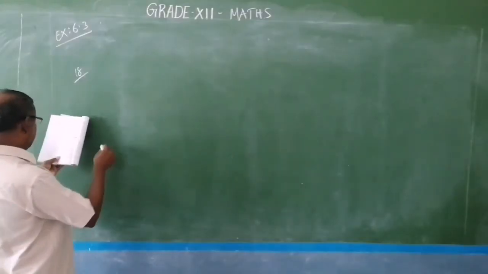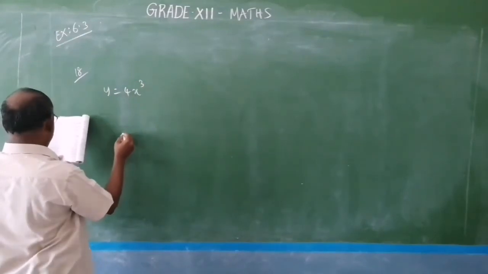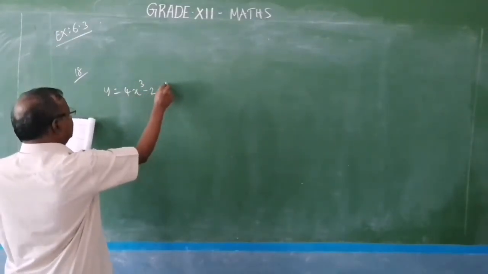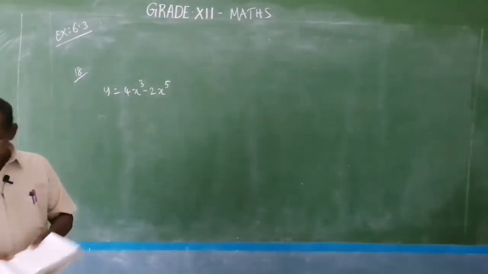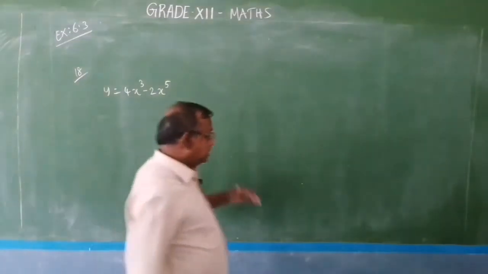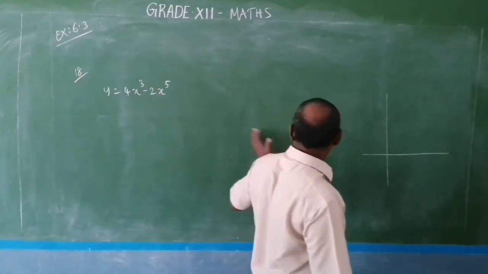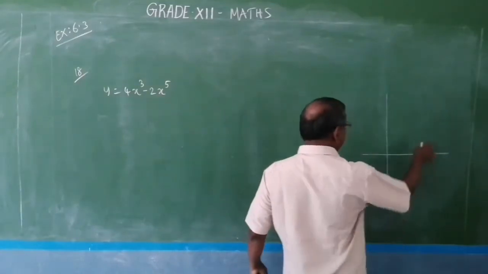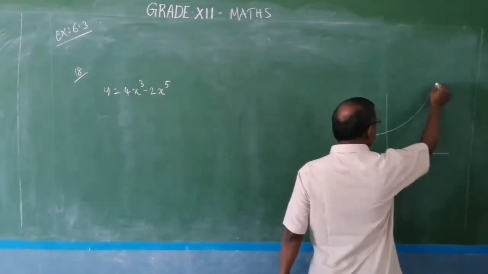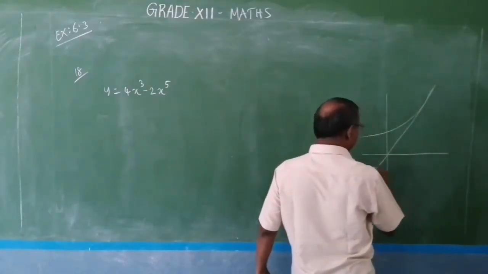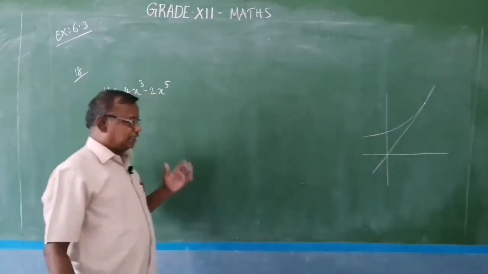Now the next question: y equal to 4x cube minus 2x power 5. Find all the points at which the tangent passes through the origin. Consider the curve. This is an illustrative example, so don't think the corresponding curve looks like this. It is a sample curve. Now the tangent we are drawing passes through the origin. We need to find the possible points of contact.